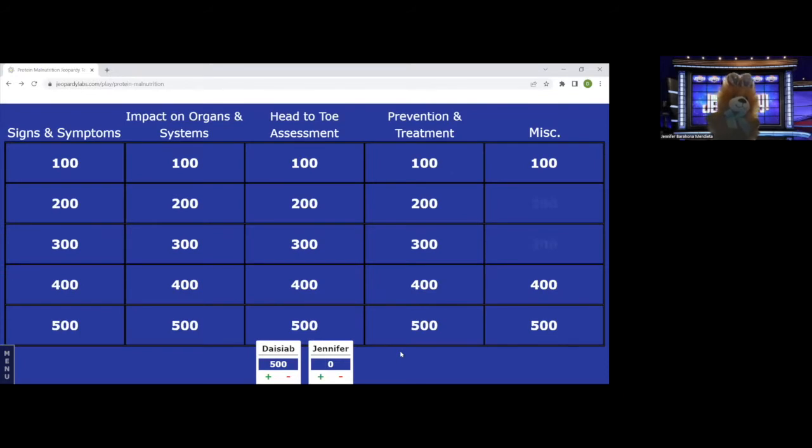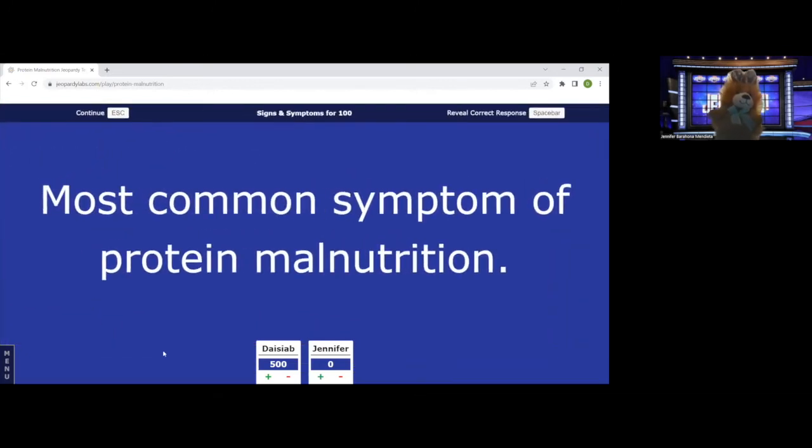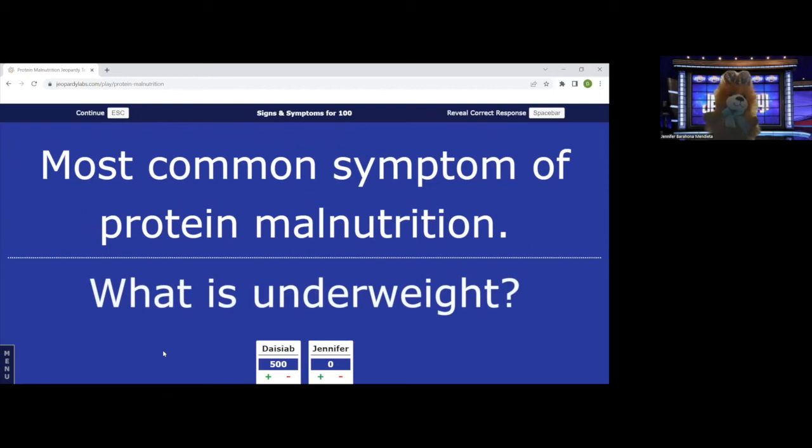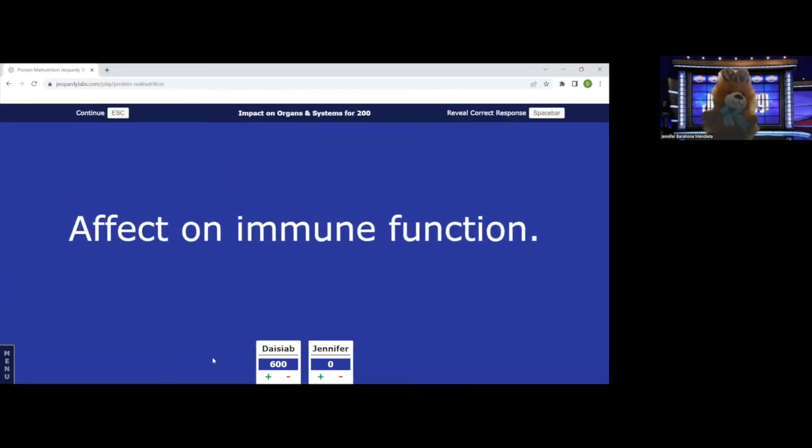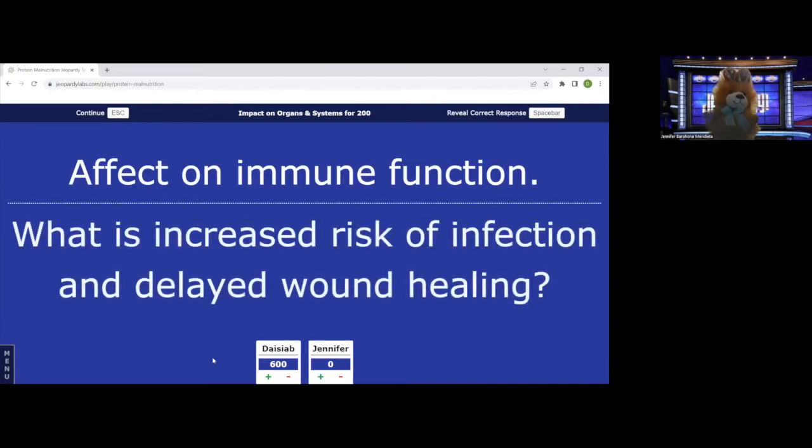All right, let's do signs and symptoms for 100. Most common symptom of protein malnutrition. What is underweight? Correct. All right, next question. Let's do impact on organs and systems 200. Effect on immune function. What is increased risk of infection and delayed wound healing? Correct.